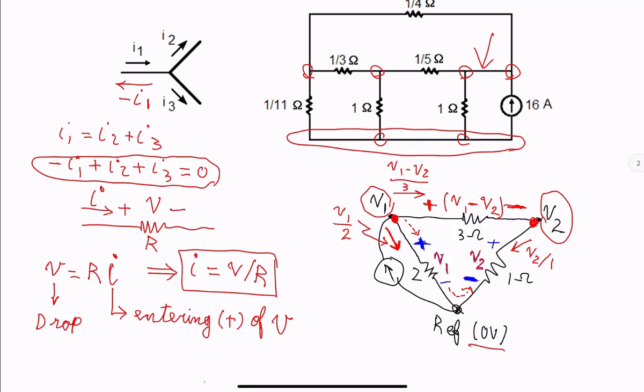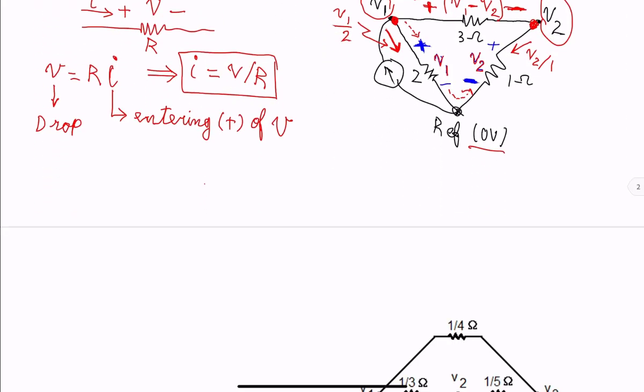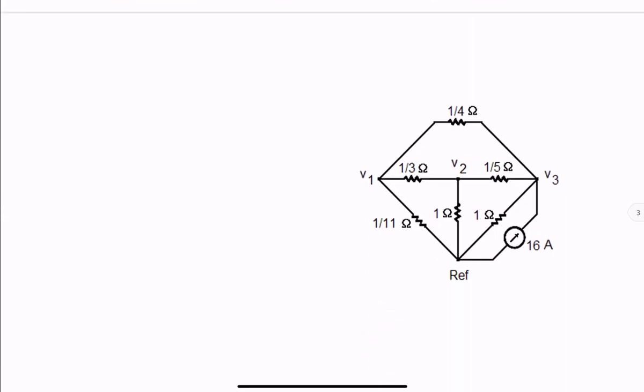Let's simplify the circuit to see the nodes clearly. So that is our simplified circuit. V1, V2, and V3 are assigned. Do not bother at this point trying to figure out direction of the currents and whatnot.